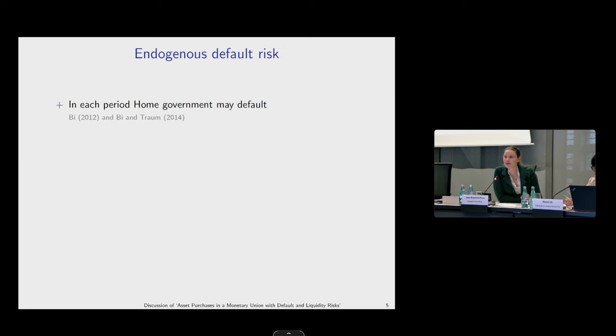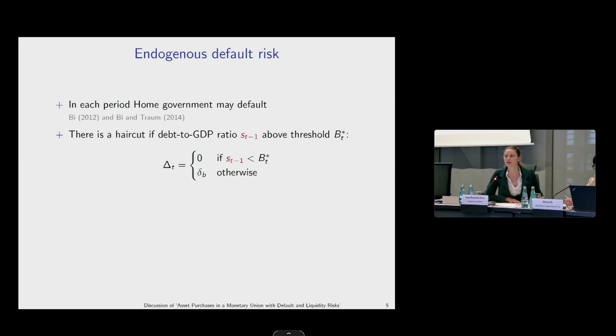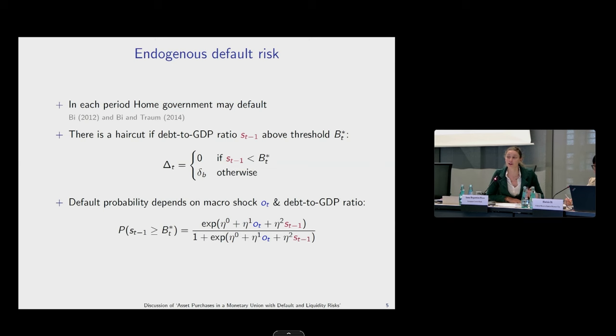Okay, let me start from endogenous default risk. This happens in the home country. Remember, this is a two-country setup, but sovereign risk only happens in the home country. So there is a haircut when the debt to GDP ratio goes above a given threshold, B star. It's endogenous because there is a probability that the debt to GDP is bigger than its threshold, which is dependent on two things. One is macro shocks, and the other is debt to GDP ratio.